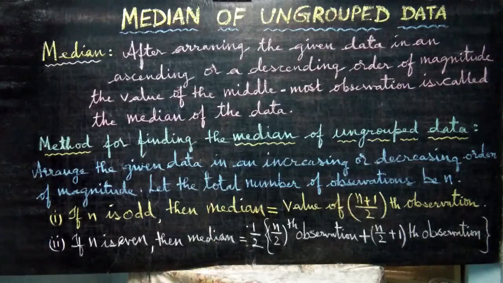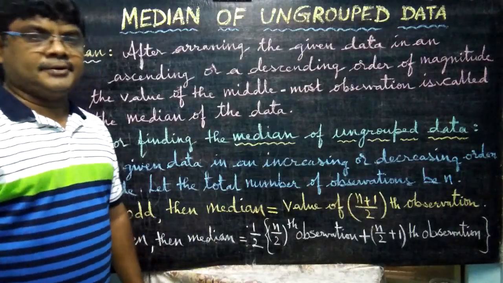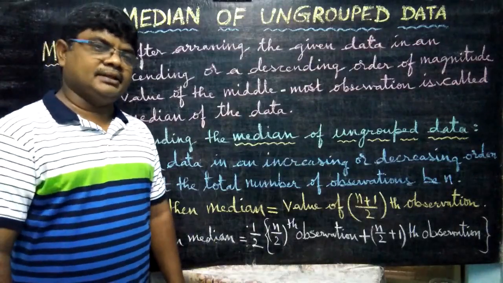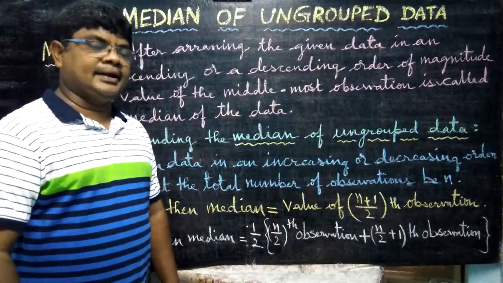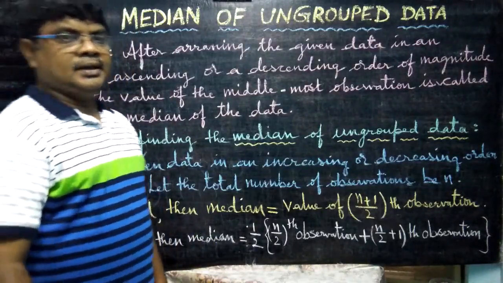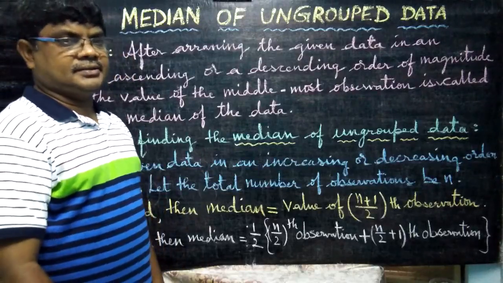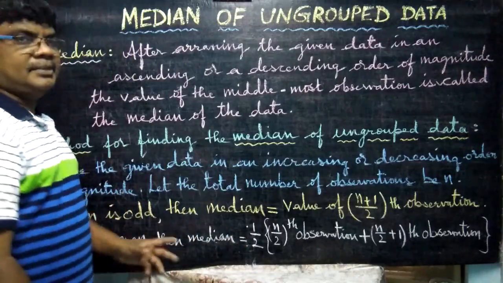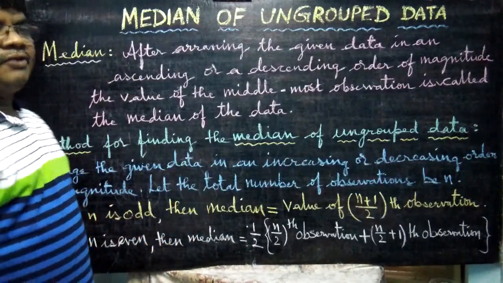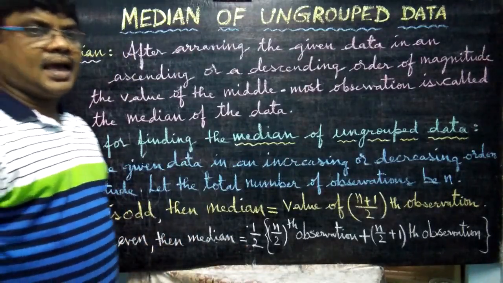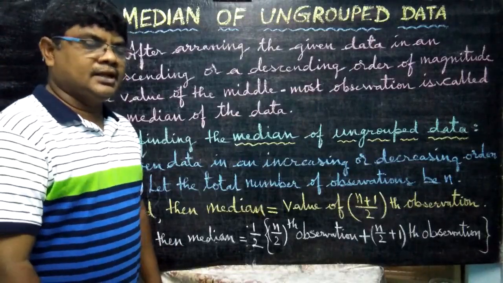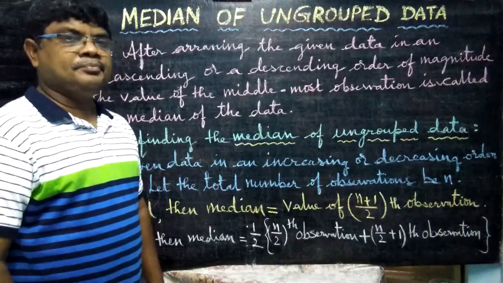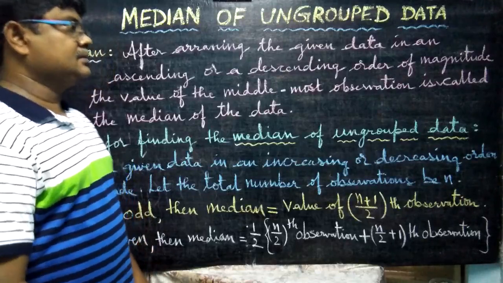Hi students, in the previous video we have learned about mean. The three methods we have learned: direct method, deviation method, step deviation or assumed mean. That is called three methods, three formulas. Mean means average, and I also told you that it is the sum of the observations divided by the number of observations.